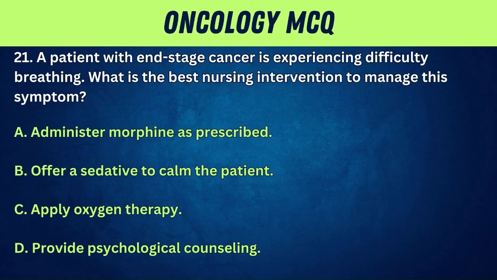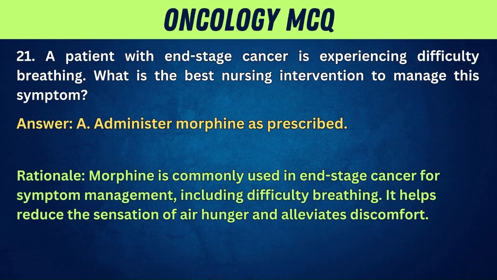A. Administer morphine as prescribed. B. Offer a sedative to calm the patient. C. Apply oxygen therapy. D. Provide psychological counseling. Answer: A. Administer morphine as prescribed. Rationale: morphine is commonly used in end-stage cancer for symptom management, including difficulty breathing. It helps reduce the sensation of air hunger and alleviates discomfort.